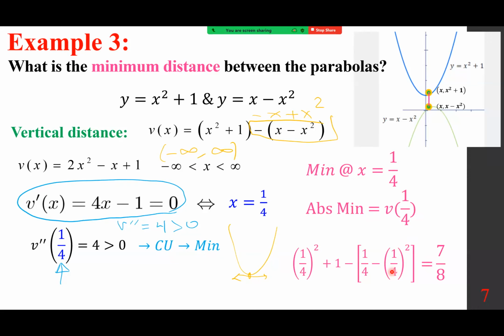So what is the minimum distance? This is what we need to answer, okay? This is what they want us to answer, okay? And the answer is the minimum distance between the two is 7/8, and they haven't given us any units, so we don't have any units to give back, okay?